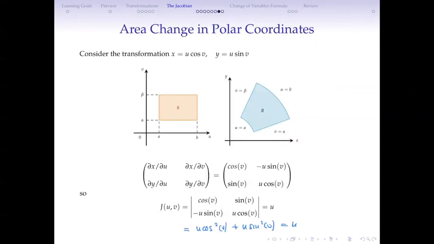If I renamed u and v r and theta, what this Jacobian factor would be is exactly this mysterious r that shows up in the formula for polar integrals. So what the mysterious r is, is exactly the area change when you go from a small box in the uv plane or the r theta plane to a polar rectangle in the xy plane.